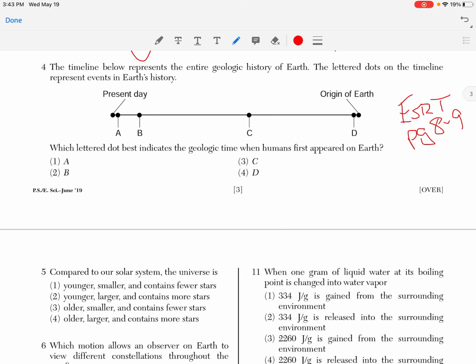If this is the origin of the Earth way back here, 4.6 billion years ago, I'll write BY for billion years, humans are a very small amount of time and very recent to present day. So that would be way over here on the left-hand side. So letter A would be the best representation of when humans first appeared in the history of the Earth. Okay?